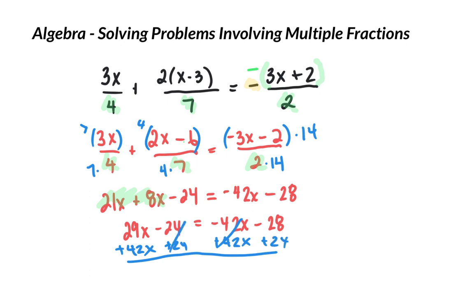So we have 71x equals negative 4. And we'll divide both sides by 71. I don't think that reduces. Check with your teacher if they want a fraction or a decimal. I always like fractions. Negative, like that.